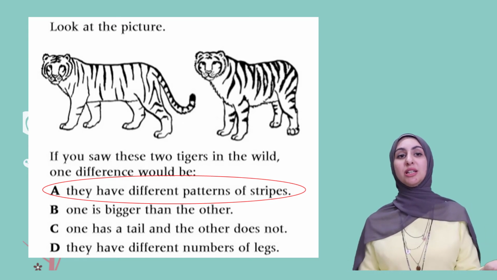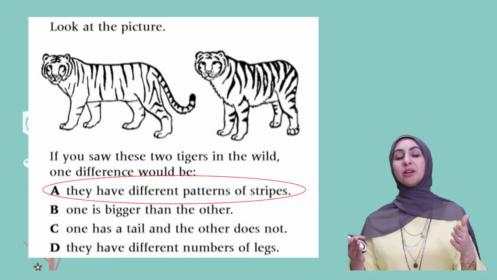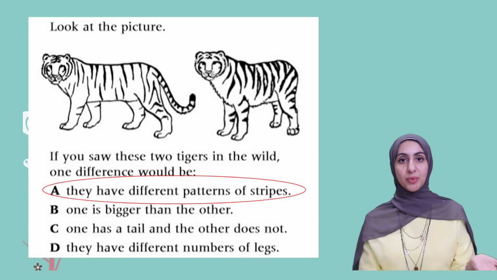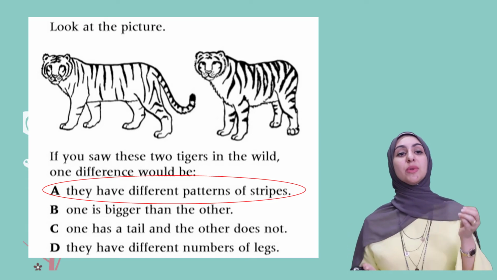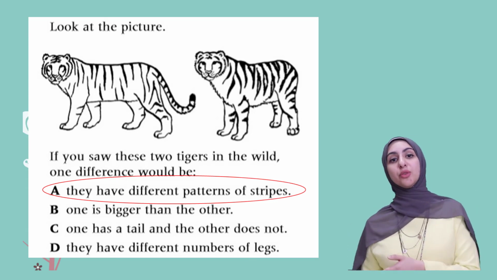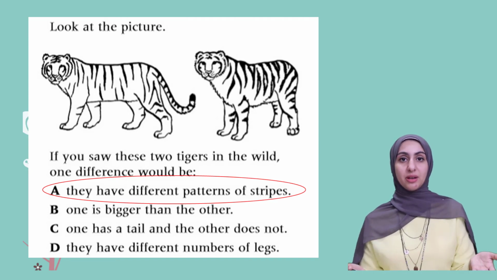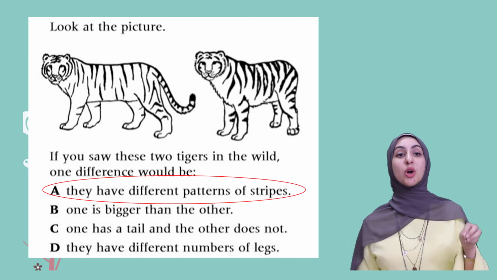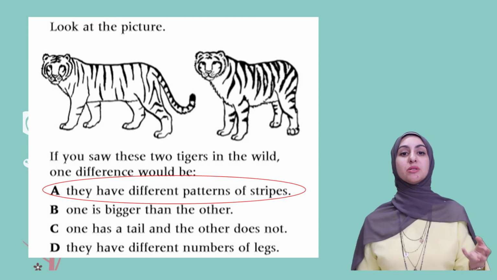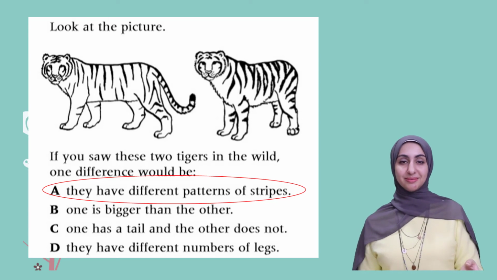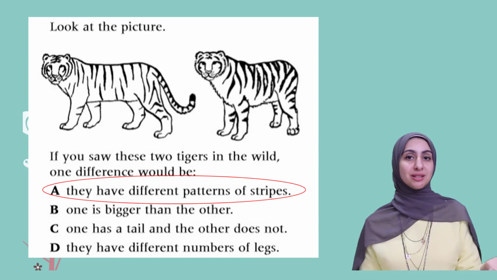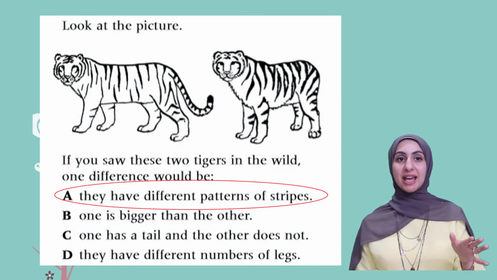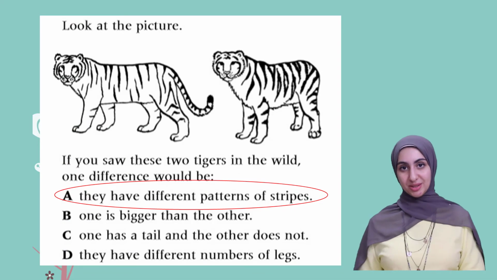Why, miss? Because here, for choice B, one is bigger than the other. I can see both of them have the same size, right? And for choice C, one has a tail and the other doesn't. Actually, all the tigers have tails, right? So it's wrong. Choice D, they have different numbers of legs. All the tigers have 4 legs, so it's wrong also. Our correct choice should be A, they have different patterns of stripes.